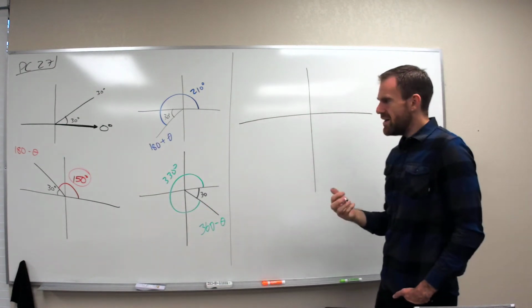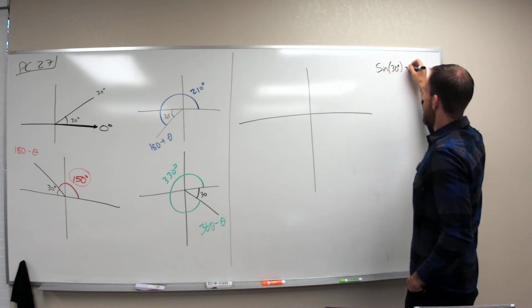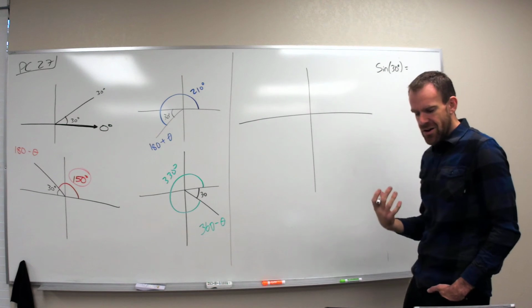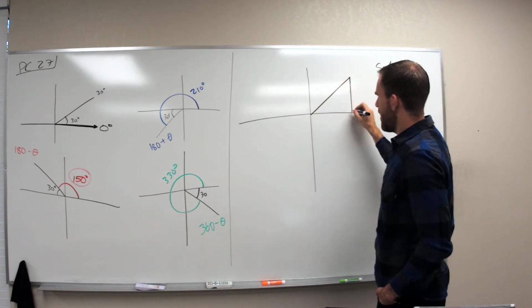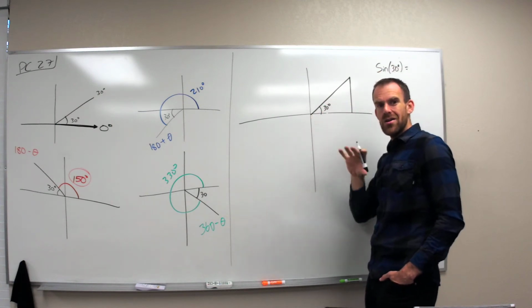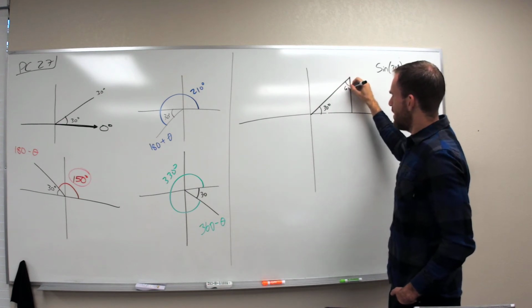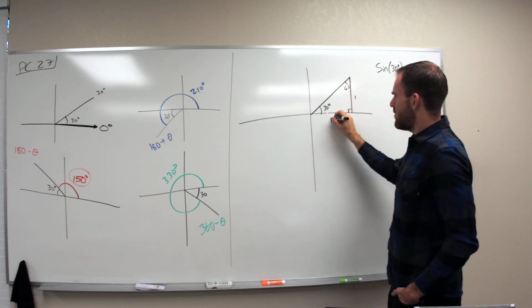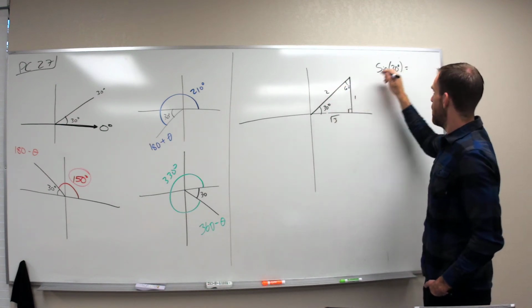So what is sine of 30 degrees? Well, if we draw out our friendly triangle, 30 degrees usually lives right there. If this is 30, I know this is the first time we've put it on a coordinate plane, so just track with me here. This would be 60, and this is 90. There's our friendly triangle. Sine of 30 would be 1 over 2.